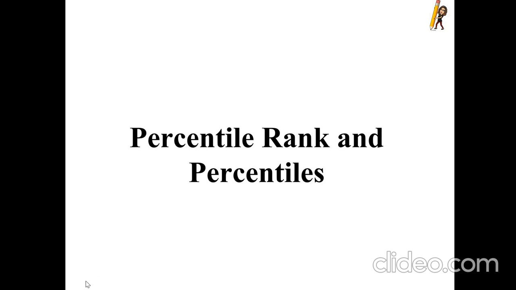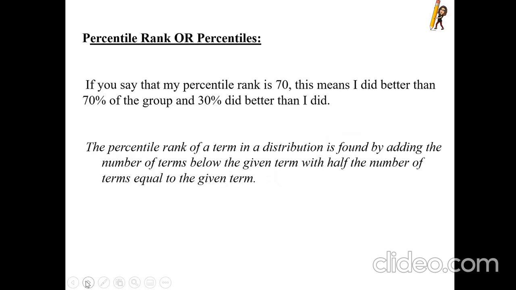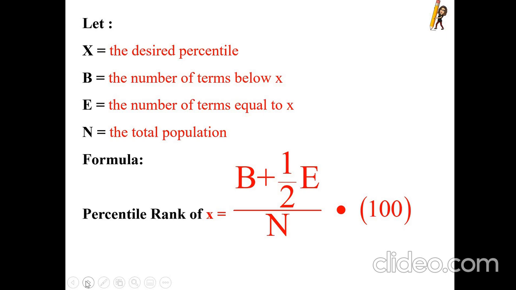Let's get started. A percentile rank or a percentile is this kind of example. If you say that your percentile rank is 70, that means that you did better than 70% of the group, or 30% of people did better than you did. The percentile rank of a term in a distribution is found by adding all the numbers below the given term and half of the numbers that are equal to that given term.